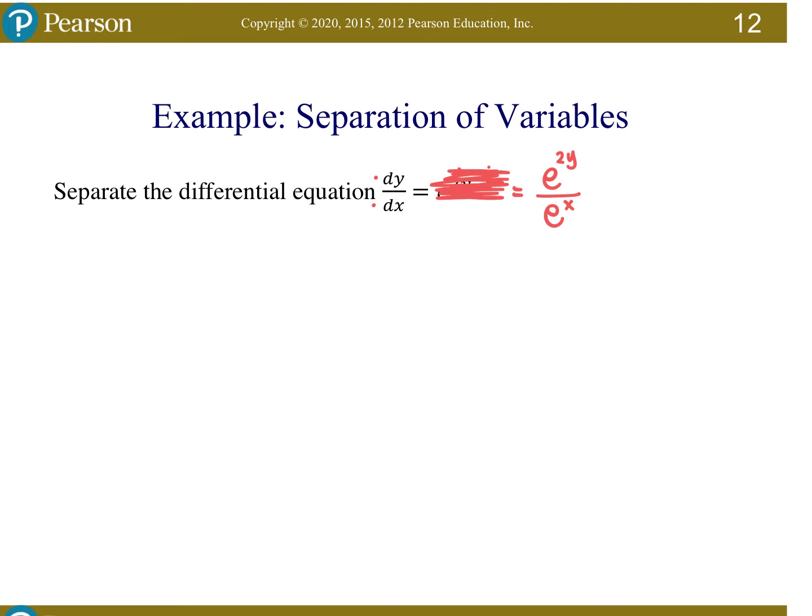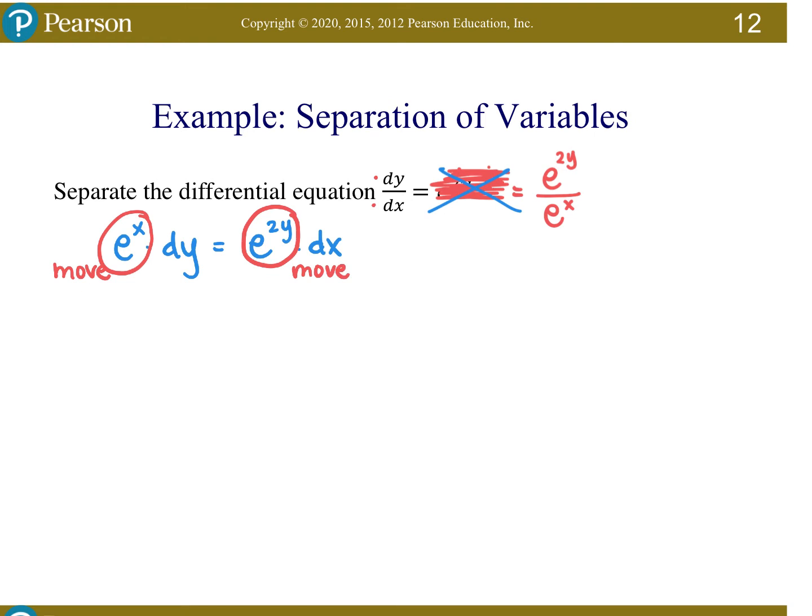So now I have division, and I will cross multiply my division. So now I'll have e to the x times dy, and I'll have e to the 2y times dx. So now I've got the cross multiplication done. Now I've got to move some things. Okay, I'm going to want to move this because it's on the wrong side. It's an x part, but it's on the left side. And I want to move this because it's a y part, but it's on the wrong side. So I'm going to move them with division. So what I end up with is dy over e to the 2y, and then I end up with dx over e to the x.